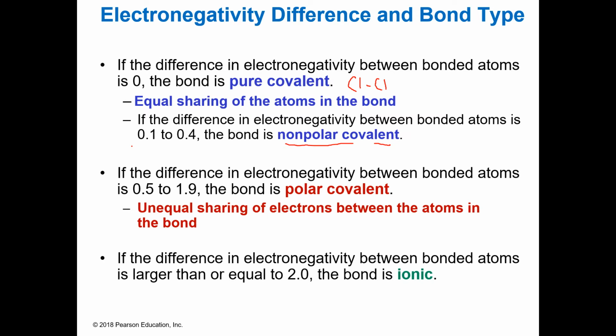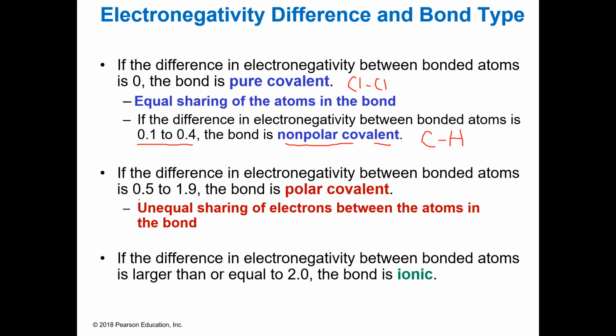If the electronegativity difference is between 0.1 and 0.4, we have a non-polar covalent bond. So this is going to be all of your identical atoms, and then in addition, carbon-hydrogen. Every carbon-hydrogen bond falls in this realm, and that is going to be non-polar covalent.